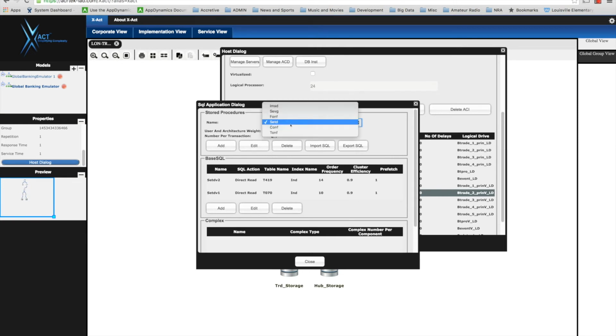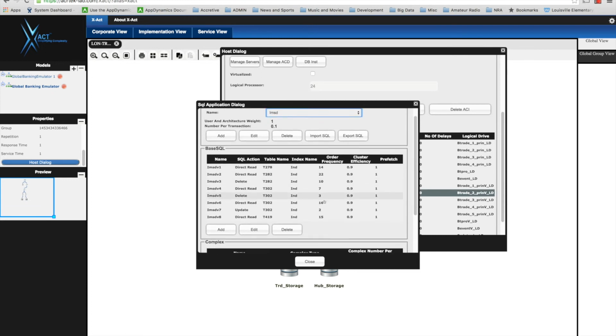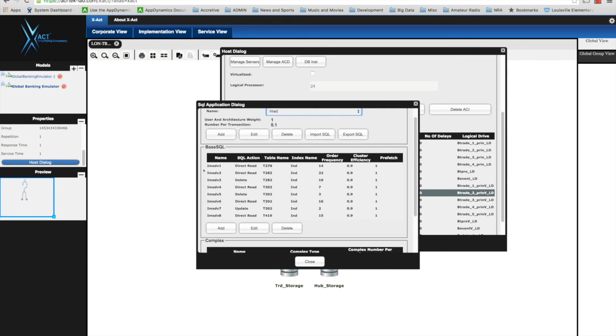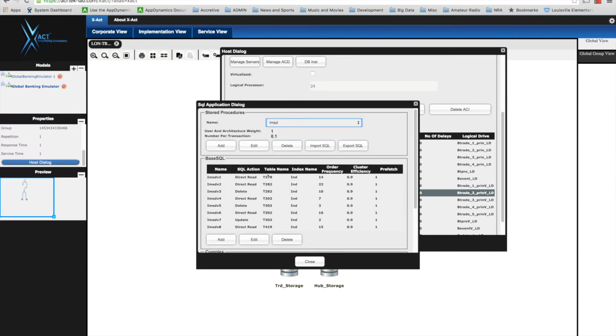But we can go to one of these other ones and see that we have different SQL. They're all given different names. We have direct reads, we have deletes, we have updates, inserts in some cases, but not in this particular one. We also see the tables and the indexes involved. So basically that's SQL.